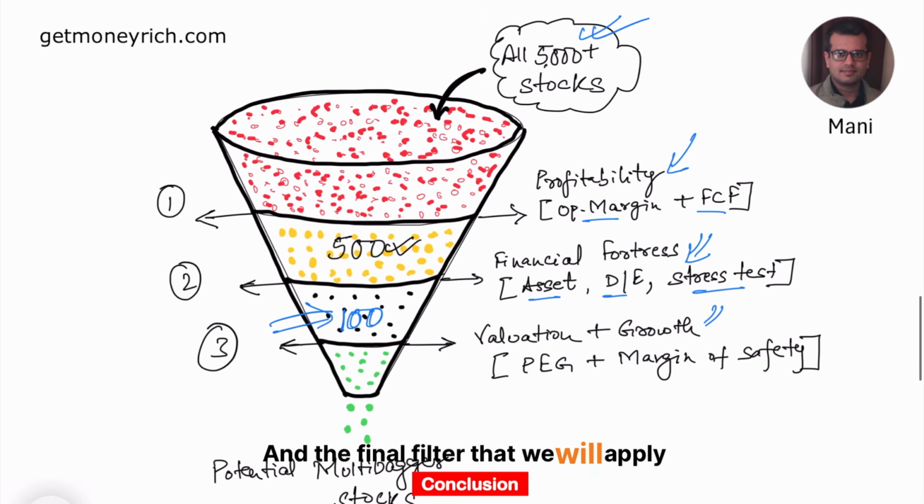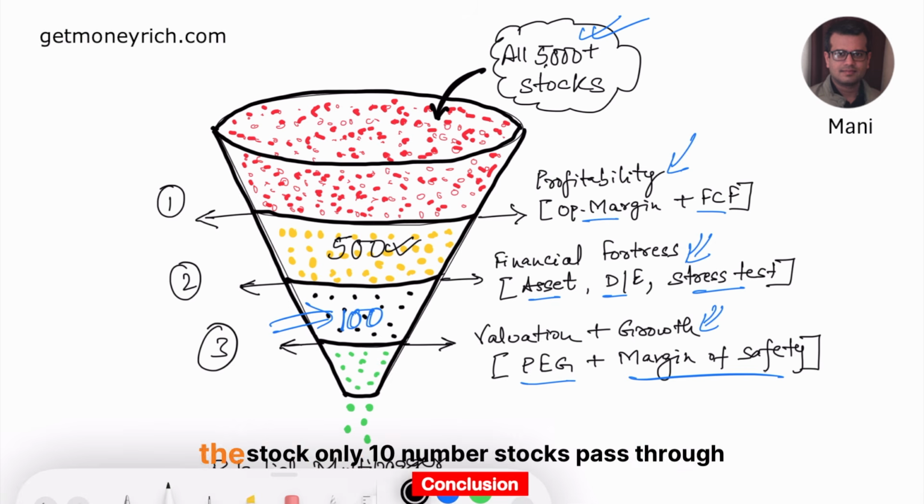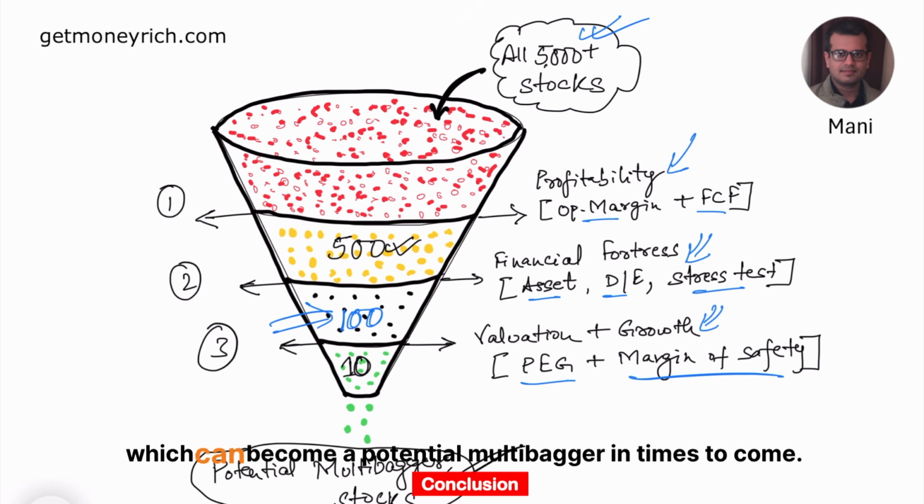And the final filter that we will apply is the valuation and growth filter, where we will test our stocks for the PEG ratio and for the margin of safety. And suppose after doing all this analysis, only 10 stocks pass through this final third filter. At the end, after filtering all these 5,000 stocks, we are left with only 10 stocks which can become potential multi-baggers in times to come.